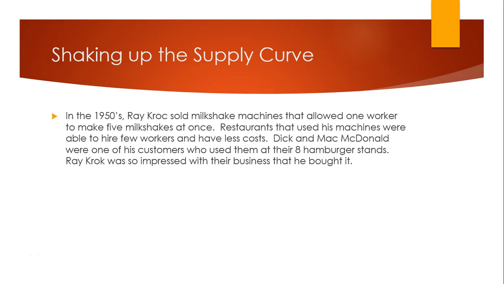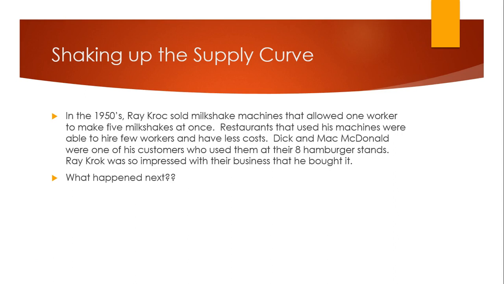So one more little scenario here, just to understand how supply can be changed with technology. In the 1950s, Ray Kroc sold milkshake machines that allowed one worker to make 5 milkshakes at once. Restaurants that used his machines were able to hire fewer workers and have less costs, increasing total revenue, increasing profits. Dick and Mac McDonald were one of his customers who used them at their 8 hamburger stands. Ray Kroc was so impressed with their business that he bought the 8 hamburger stands, and you can fill in the rest. What happened next? Obviously, McDonald's was born and turns into an empire. So it all started with those milkshake makers.